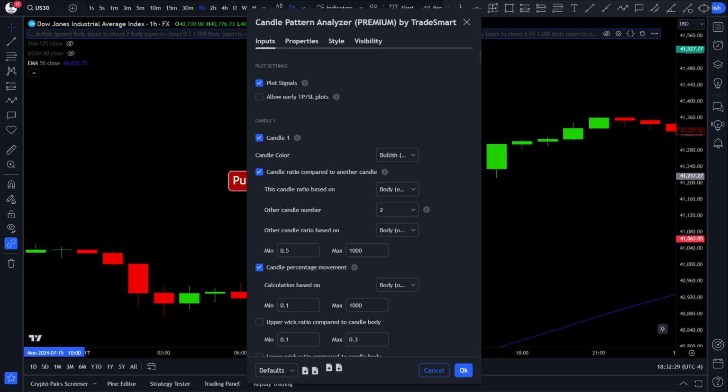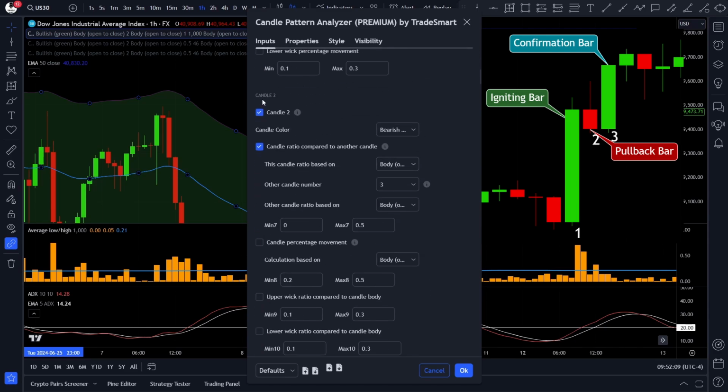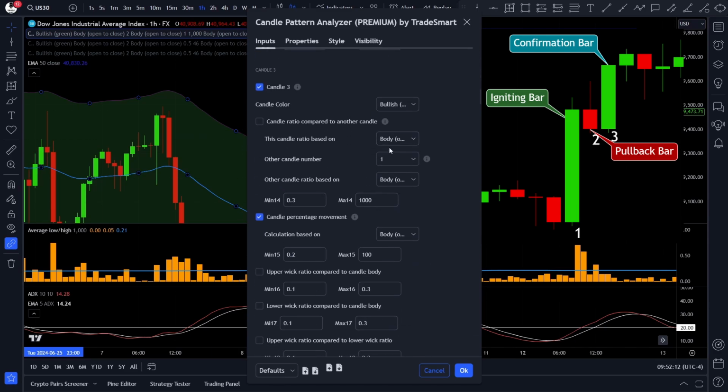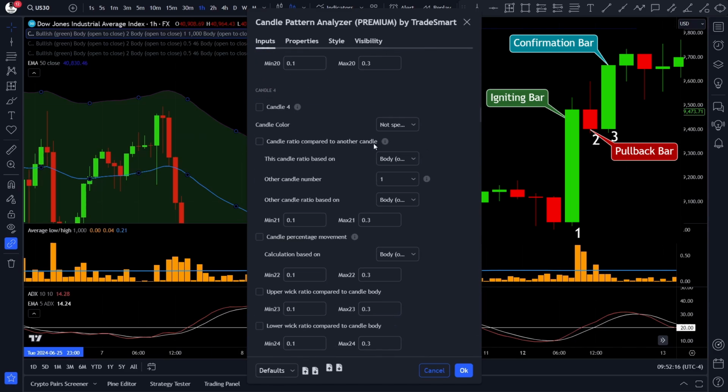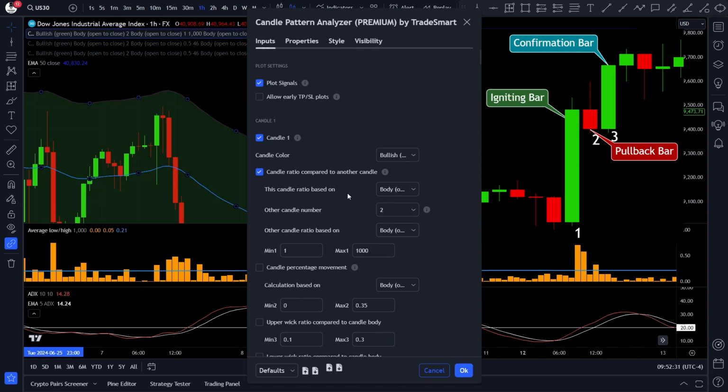Okay, now let me show you how I set up the original strategy on the pattern analyzer script. Here you can set up the first candle, then the second candle, the third, and the fourth. Below this section we will have our filters and our position management rules. Okay, now let's set up the original strategy.